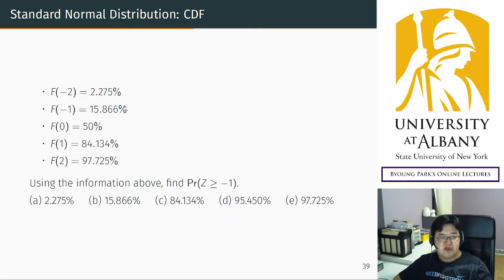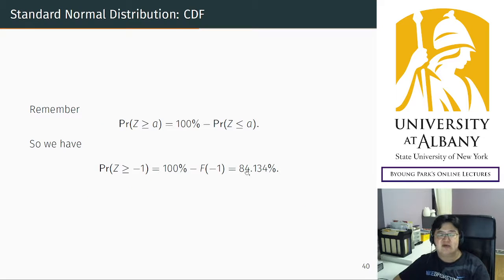So from this number, you can calculate the probability greater than something. It's simple. If you think about the area, the total area is 100%, and you divide it at minus 1. This side is 15%, and the other side, the answer, is 84.134%. That is the answer.